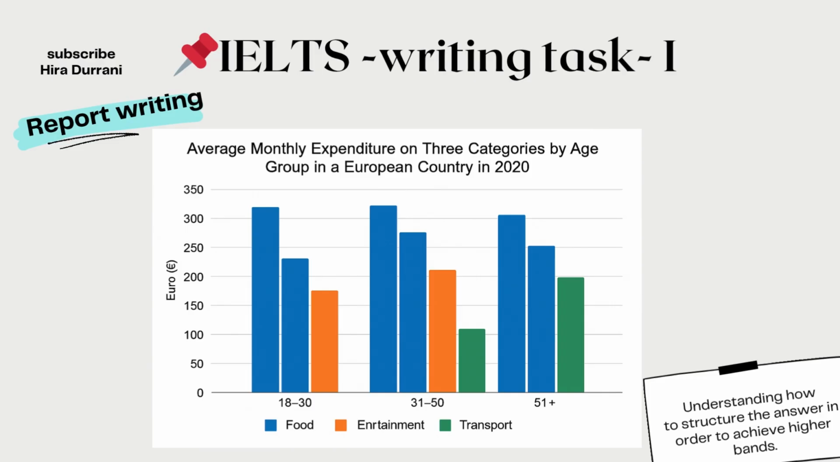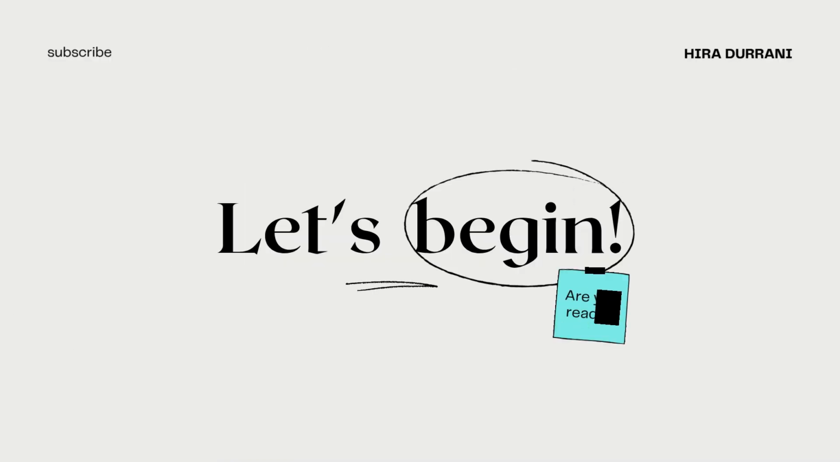Today in this video, I'm going to talk about a bar chart, a different bar chart, and it is writing task 1, also known as report writing. So here, a bar chart is given to us: the average monthly expenditure on three categories by age group in a European country in 2022. These are the categories: food, entertainment, and transport, and how much money is spent on it. The money is in euros. We have three different age groups: 18 to 30, 31 to 50, and 50 plus, with each setting the bar with different colors. Let's begin with it and read the question.